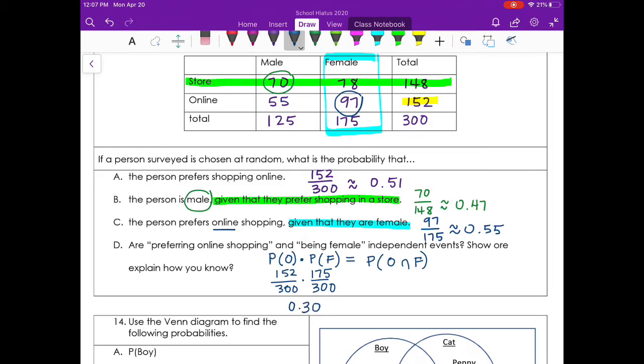Next, we'll find the probability that a person prefers online shopping and is female, which is the overlap between those two categories. This is 97 out of 300. Then we'll divide to get approximately 0.32 for the probability of this intersection. Because this probability is not equal to the product of the two individual probabilities, these are not independent events.